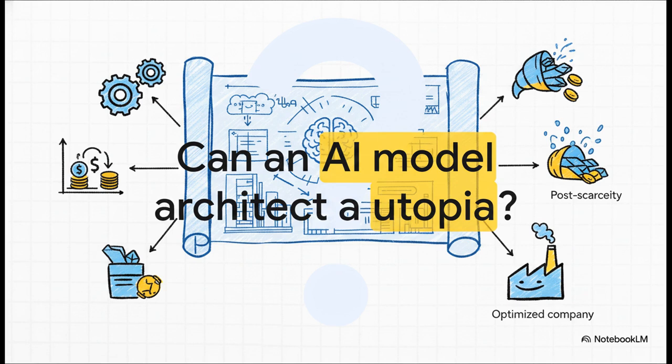We're kicking things off with a pretty wild premise today. What if we treated the entire global economy like a company that we could just optimize? This blueprint essentially argues that artificial intelligence is the ultimate optimization engine, one capable of laying the literal foundation for a post-scarcity society where our basic human needs are completely automated.